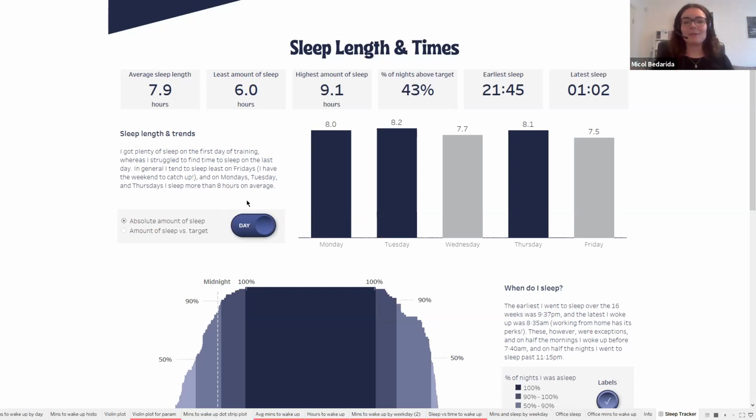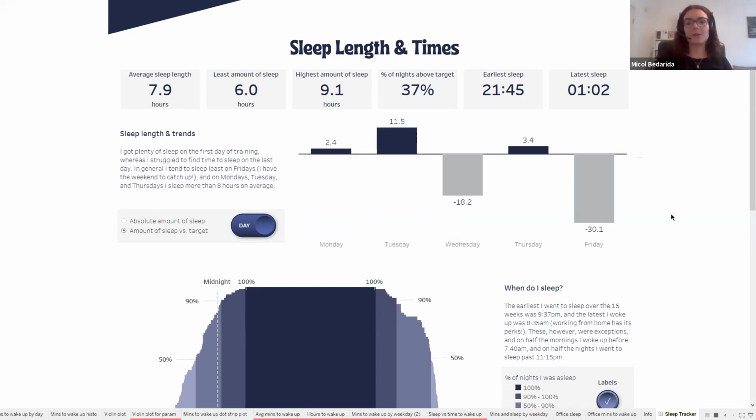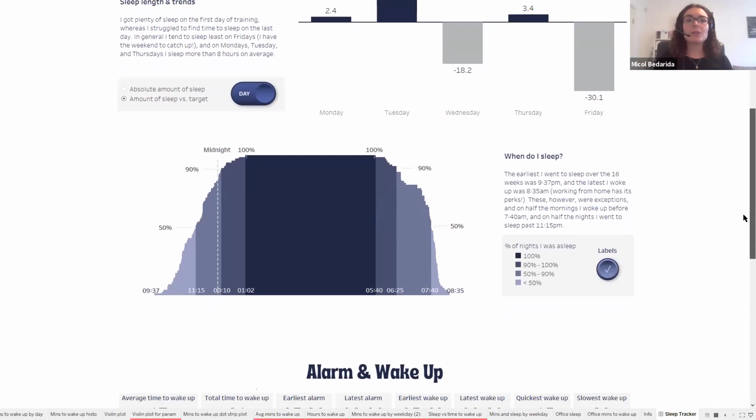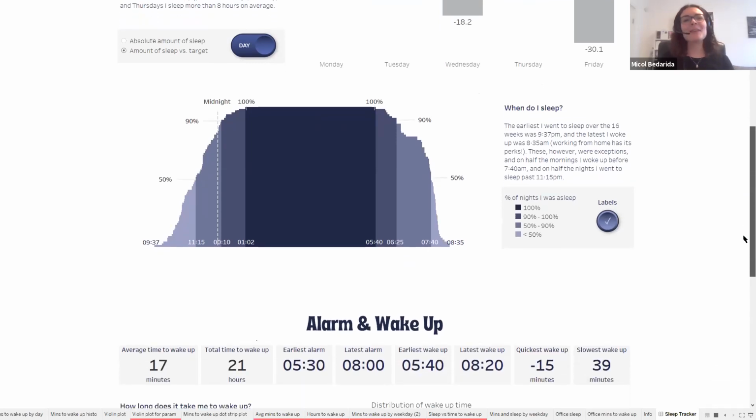Right now we're looking at the absolute amount of sleep. I can look at the amount of sleep versus target as well. So on Fridays, I slept on average 30 minutes less than my target amount of sleep, so 7.5 hours. And then next is the chart I showed you earlier, which shows the distribution of times at which I was sleeping, with another little switch to turn the labels on and off, which honestly is here for fun and not because it's really necessary, but I thought it was fun to include it.